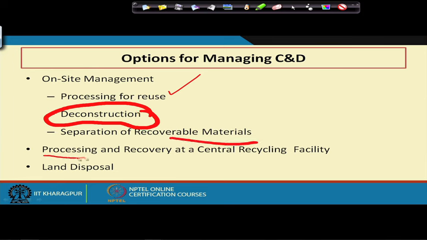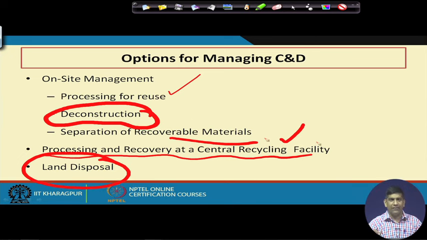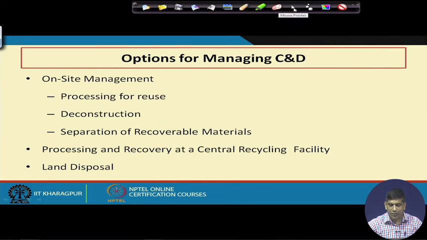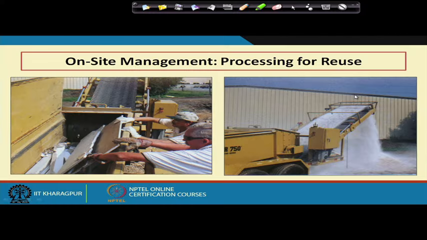Then the other option is processing and recovery at a C&D material central recycling facility, or you can put it in a landfill. So after recycling, if there are certain things left which cannot be recycled, they can go to a C&D waste landfill. And C&D waste landfills in many places in the world do not require a liner, which is again a matter of a lot of debate. Do we really need a liner in a C&D landfill? With the nature of the houses, we are also getting lots of different types of organic and inorganic chemicals now. So we have to think about whether we should have a liner or not in a C&D landfill. But as of today, many areas don't require a liner.